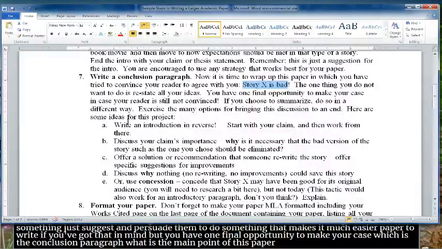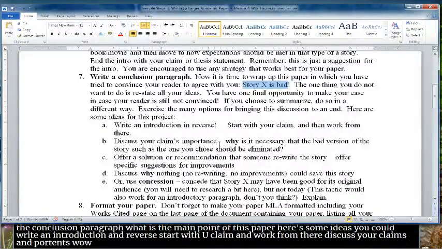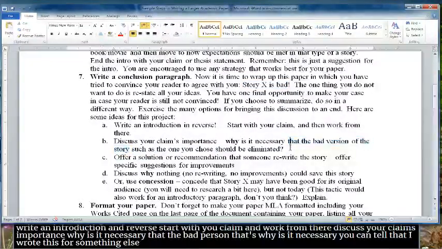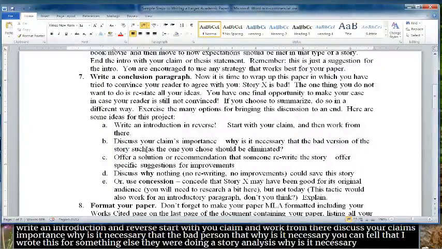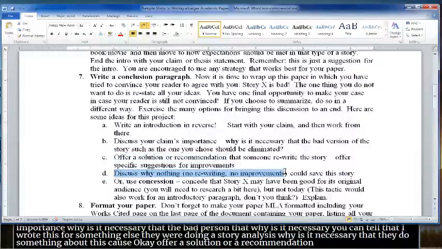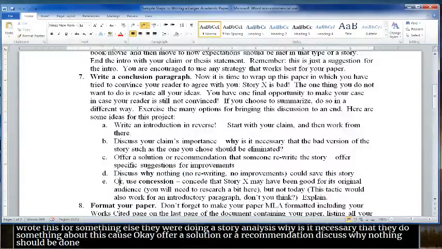Here are some ideas. You could write an introduction in reverse. Start with your claim and work from there. Discuss your claim's importance. Why is it necessary? You can tell that I wrote this for something else. They were doing a story analysis. Why is it necessary that they do something about this cause? Okay? Offer a solution or a recommendation. Discuss why nothing should be done, or discuss what should be done.